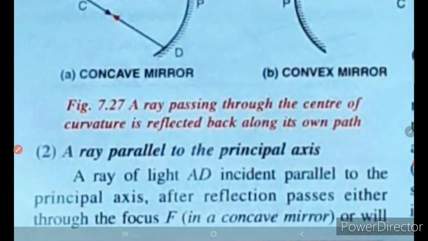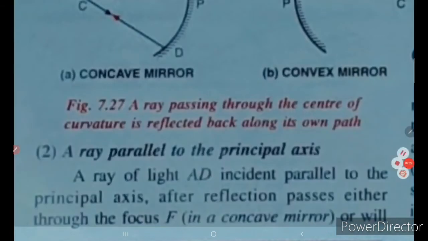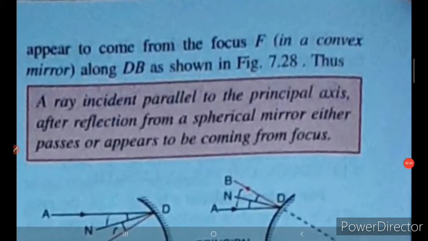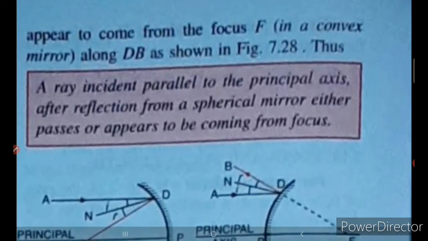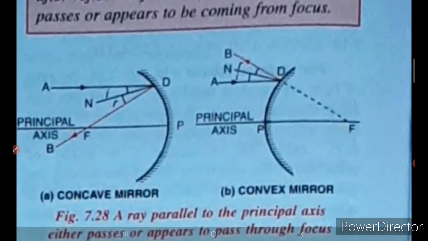a ray parallel to the principal axis. Any ray parallel to the principal axis after reflection should pass through the focus. Let's see. So a ray incident parallel to the principal axis after reflection from a spherical mirror either passes or appears to be coming from the focus. To understand that, here we have the diagram.